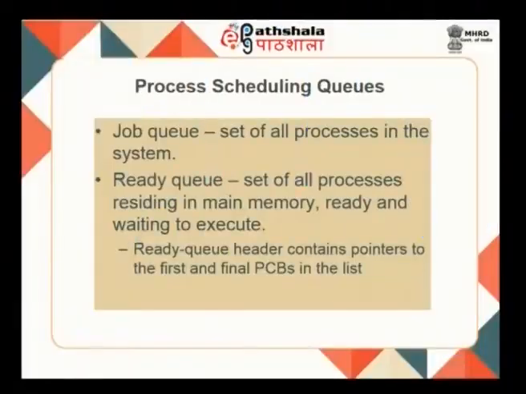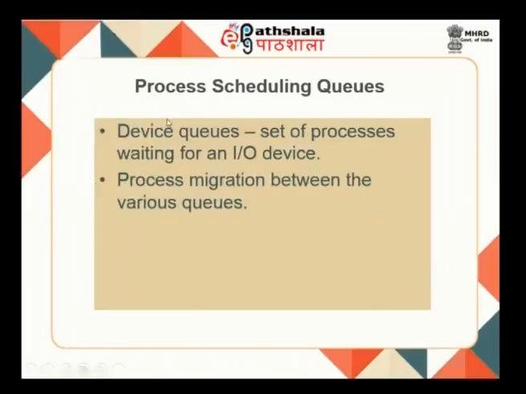And so some processes will be taken from the job queue and will be put into the main memory. In the main memory, they are all in the ready queue. And the ready queue has a set of all processes that are residing in the main memory and that are waiting to get the CPU. And then you can also have a number of device queues.